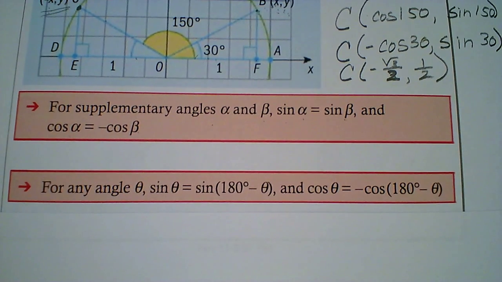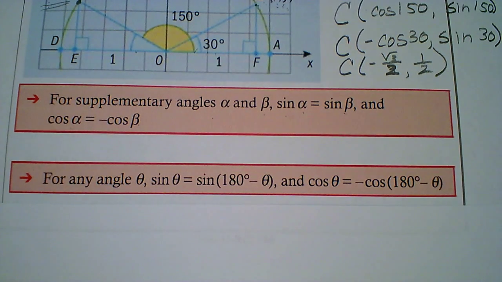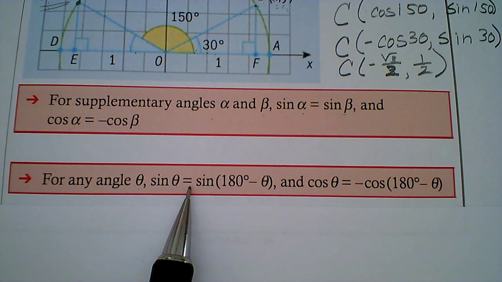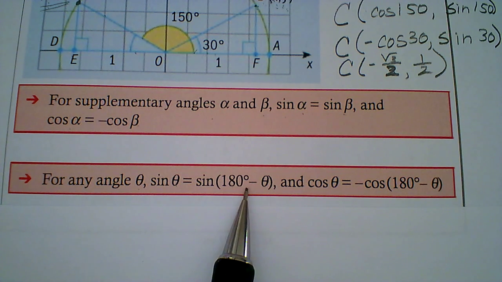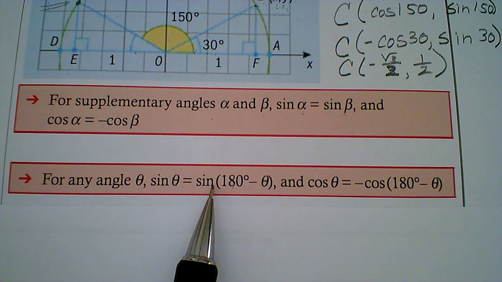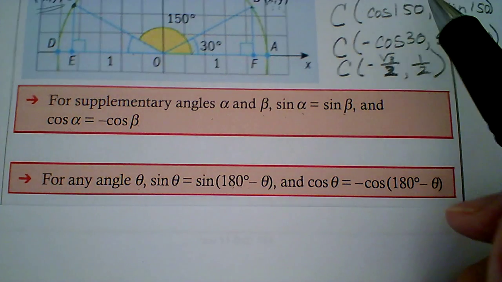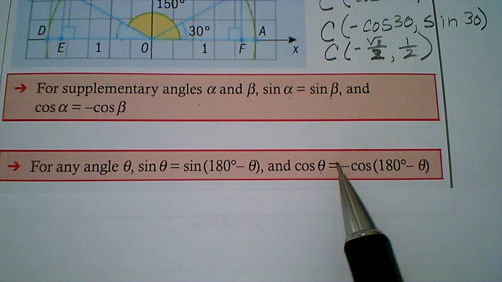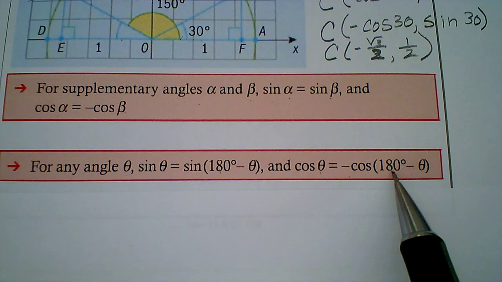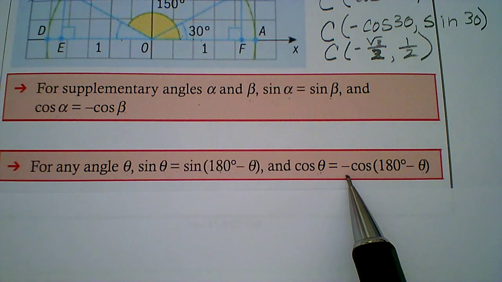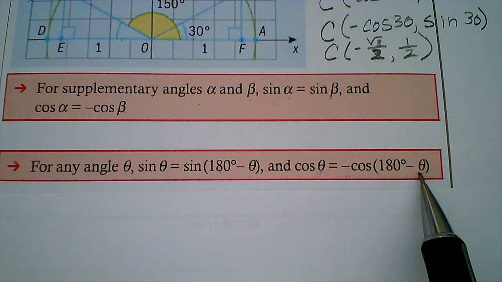Another rule, and these seem a little bit tough to understand right now, I understand that. For any angle theta, the sine of theta is going to be the same as the sine of its supplement, 180 minus theta, right? Sine of 30 is going to be the same as the sine of 150. We saw that up in our example here. The cosine of theta is going to be the opposite of the cosine of its supplement. So the cosine of 30 is going to be the opposite of the cosine of 150.